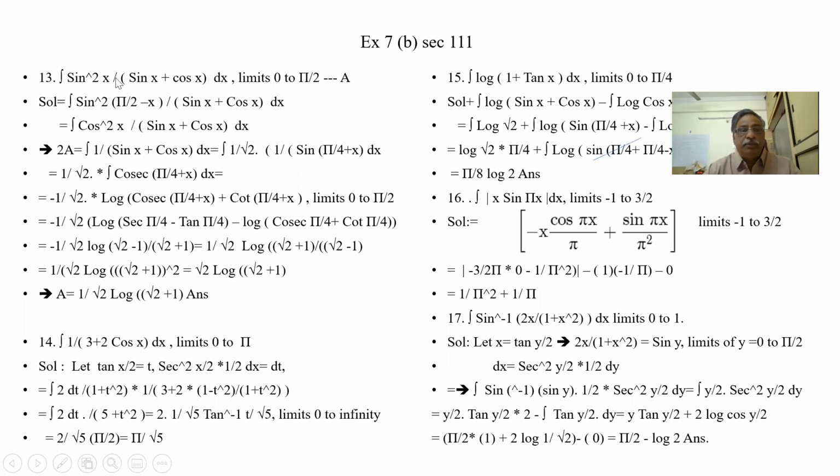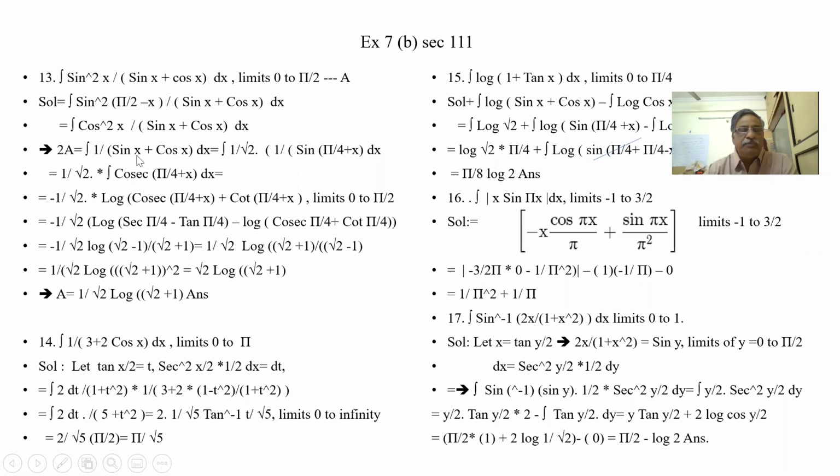So when we use pi by 2 minus x, what will this become? Integral cos square x by (sin x plus cos x). So now it is easy. When we add these two, a plus a, sin square x plus cos square x will become 1. So 2a is equal to integral 1 by (sin x plus cos x) dx.